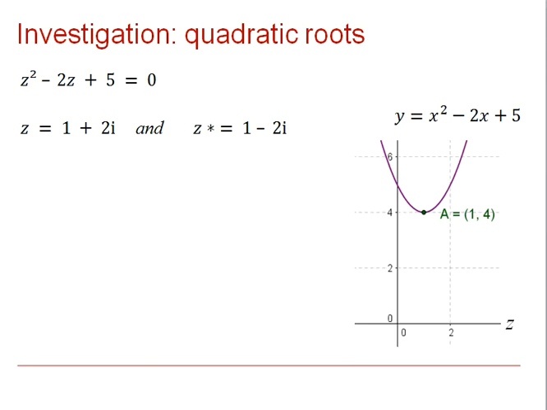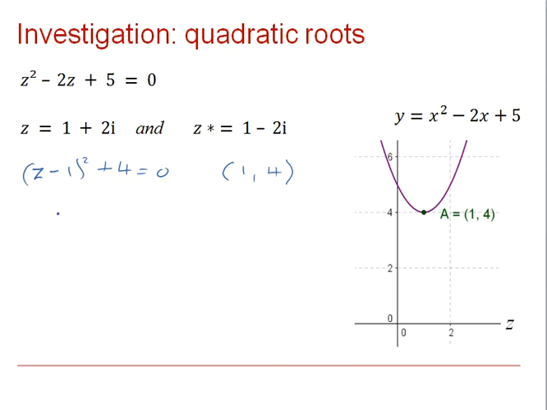So here we have two complex conjugate roots, and what we would like to investigate is whether the turning point or the vertex, whether the x-coordinate of this is still the mean of the two roots. Remember, we can tell from the completed square version of this equation, (z minus 1) squared plus 4 equals 0, that the vertex is going to be at the point 1, 4. Therefore, we know that the x-coordinate of that turning point is 1.